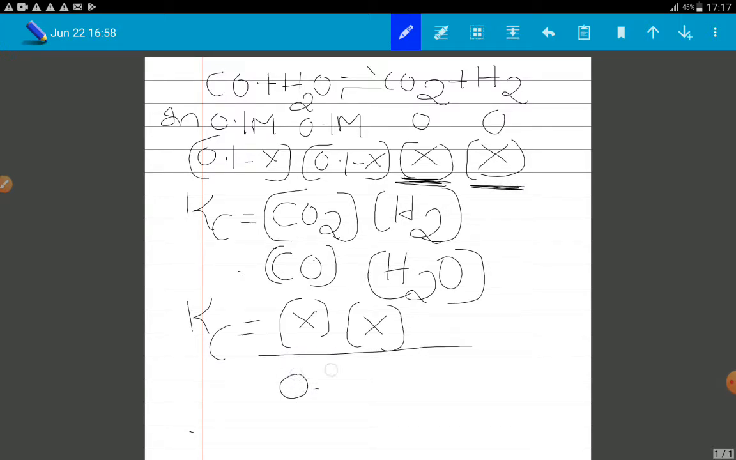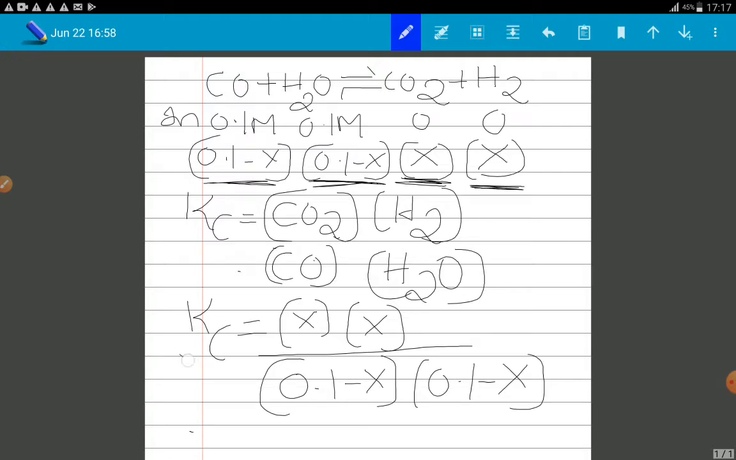Next, the reactant concentration at equilibrium is 0.1 minus x molar. Again for the other reactant, we have 0.1 minus x. You have to take only the equilibrium concentrations, not the initial concentrations.